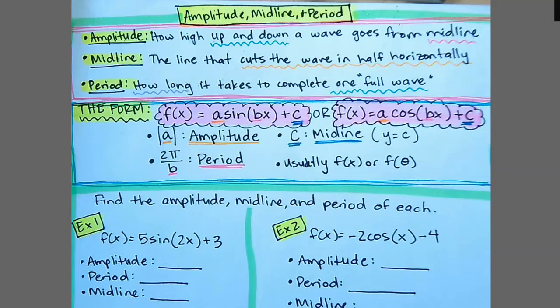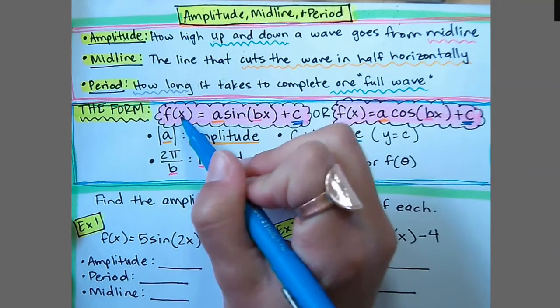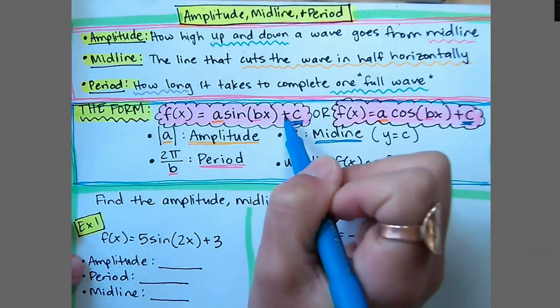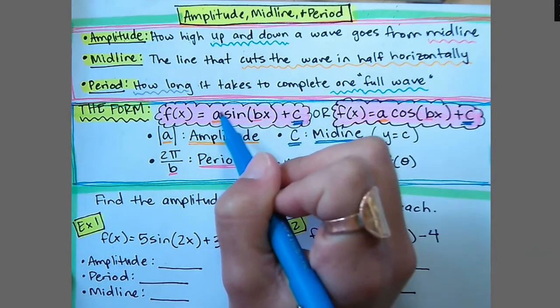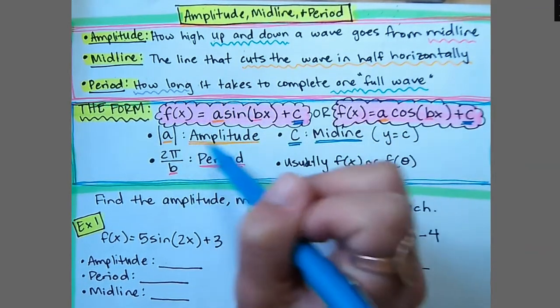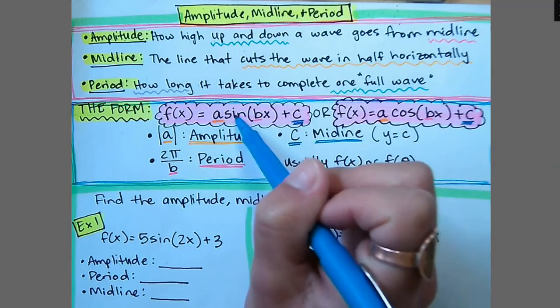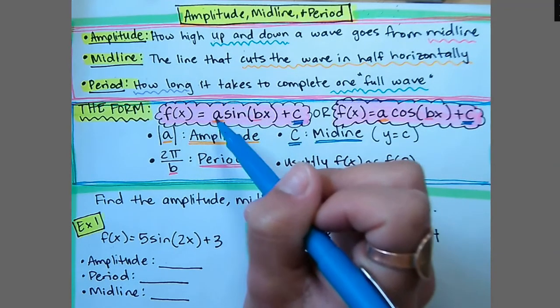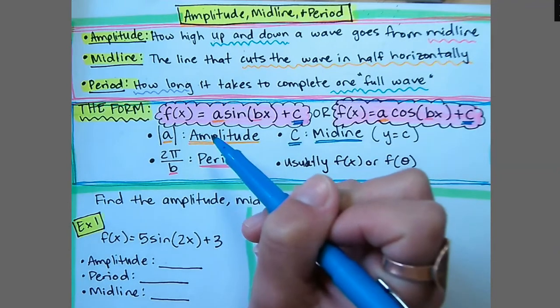So here's the formula that you really have to know. f of x equals a sine of bx plus c. Okay, this a could be positive or negative, but the amplitude is only the positive of it. So if it said 2 sine, the amplitude would be 2. If it said negative 1/2, the amplitude would be 1/2.